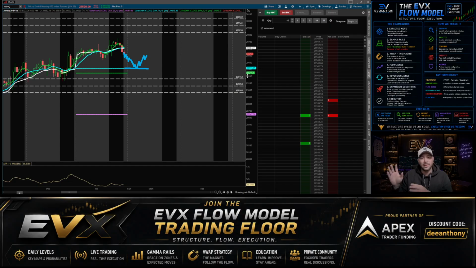Levels are beautiful. They are there. They are expected moves. They're already priced in. So if they happen, it's not going to be like, what the hell's going on? These moves are priced in currently. They're already priced into the market from the market makers.